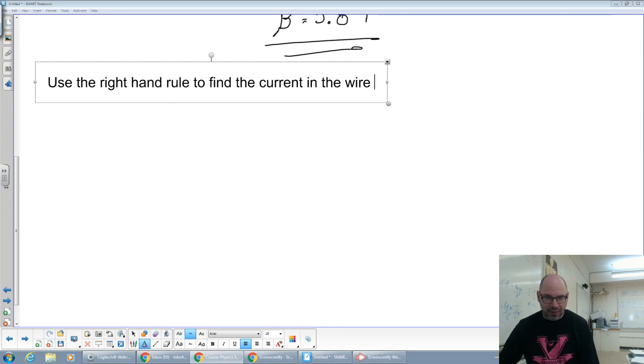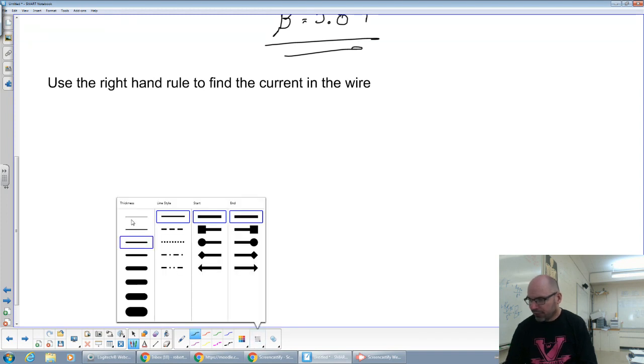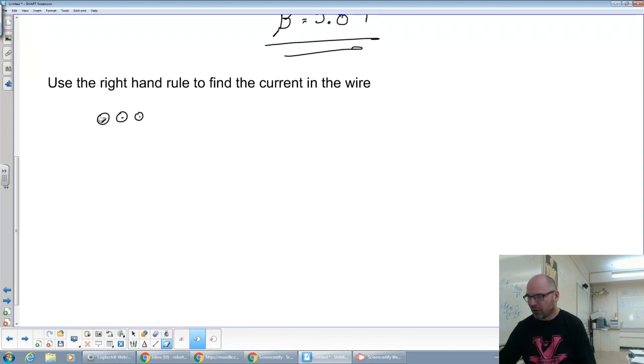Let's say that we had a magnetic field coming out of the page. So let's draw a bunch of dots here. I'm not going to put it in the wire, so I'm just going to put dots. That's how I'll draw it, because it's not a current carrying wire, it's just the magnetic field.